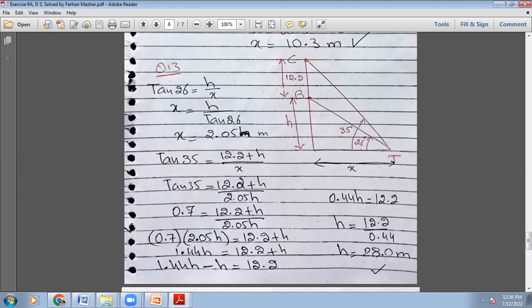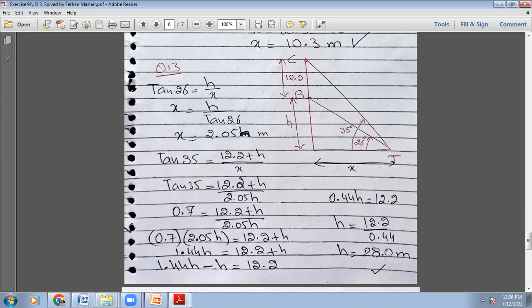That will be tan 35 equals to this height, h plus 12.2, over the base x. So tan 35 will be 12.2 plus h, and in the place of x, I will put this value, 2.05 h. So tan 35 is 0.7. So 0.7 equals 12.2 plus h divided by 2.05 h. Cross multiply. 0.7 multiplied by 2.05 h will be 1.44 h.